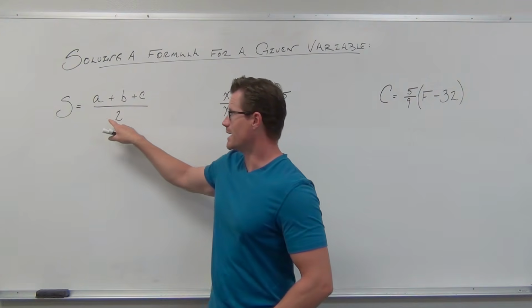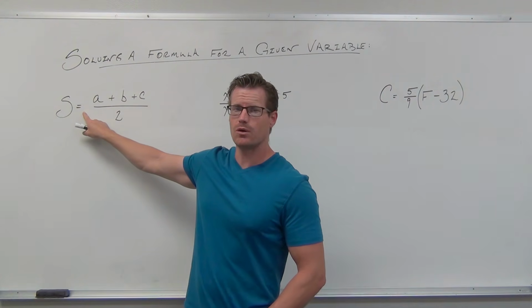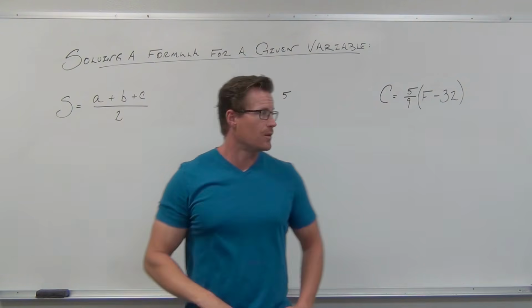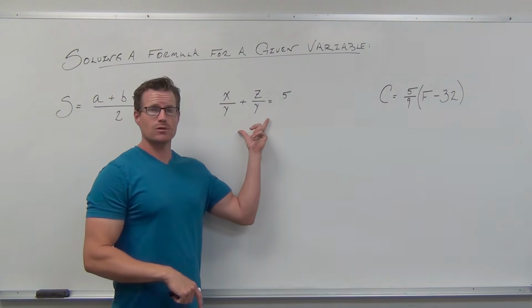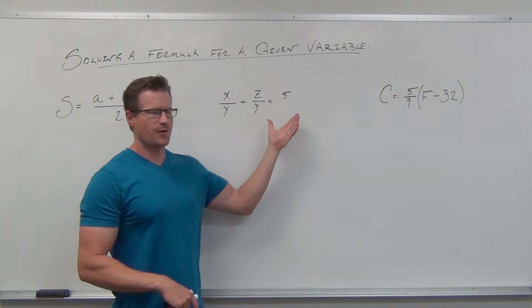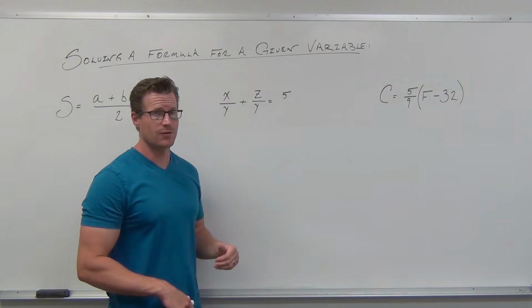Firstly, here's a formula. Hey, it's an equation, and it's solved for s. S is all by itself on one side of the equal sign. The next equation, it's not solved for a variable. All the variables are wrapped up. This would be kind of solved for 5. 5 is the only thing by itself. This is not solved for any variable.